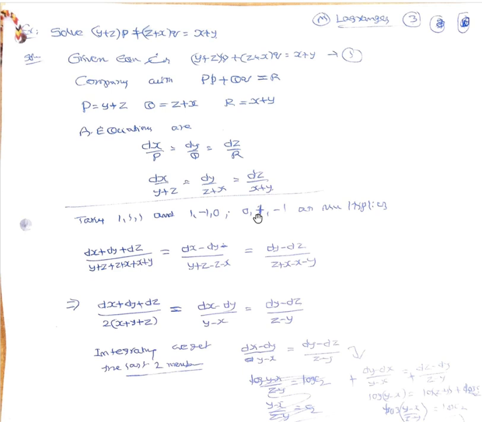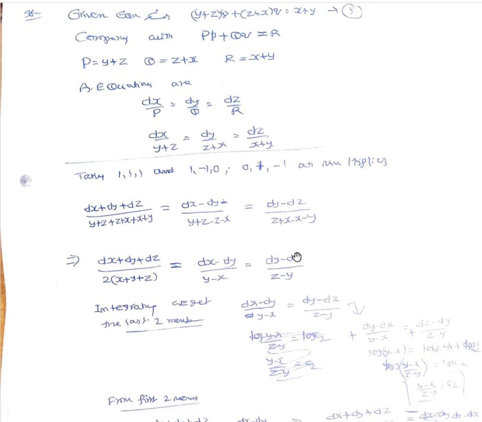Next one is 0 1 minus 1. First will vanish. Second one is dy minus dz by, so z plus x minus y. So from this one, dx plus dy plus dz by it is 2 times of x plus y plus z. Here it is y minus x, here it is z minus y.